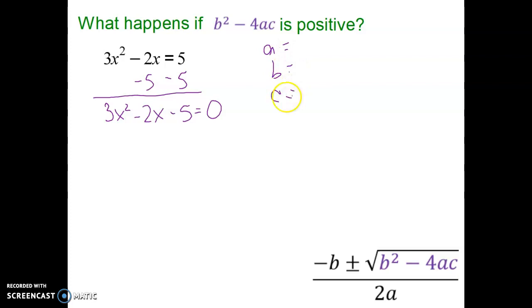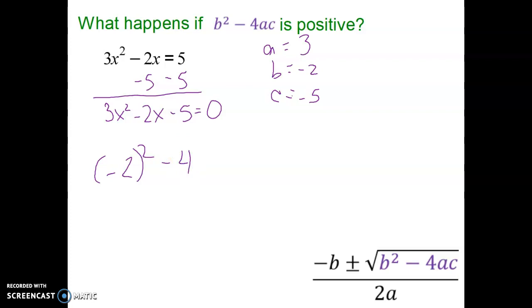Now I can identify a, b, and c. So a, the one that's with the squared term, the coefficient there is 3. B, the coefficient on x is -2. And C, the constant term, is -5. Okay, same thing. I need to be really careful here when I put this in my calculator that I put the -2 in parentheses. If I don't put that 2 in parentheses, my calculator is going to give me the wrong answer, because it's going to square 2 and then make it negative, which is not what I want it to do.